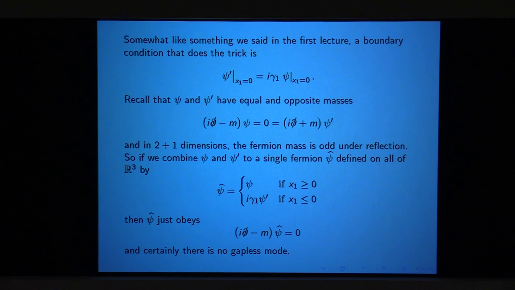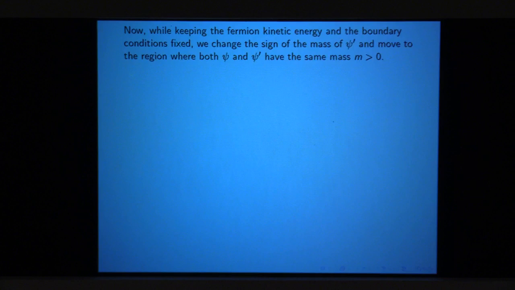So we've gone to all this trouble to find a system which is trivial in both the bulk and the boundary, and which we know is consistent. I didn't give a formal proof it's consistent. It would have involved showing that the Dirac equation of the combined system has a positive determinant, positive and well-defined, completely anomaly-free. Now, while keeping the fermion kinetic energy and the boundary conditions fixed, we change the sign of the mass of psi prime and move to the region where both psi and psi prime have the same mass m, which is positive.